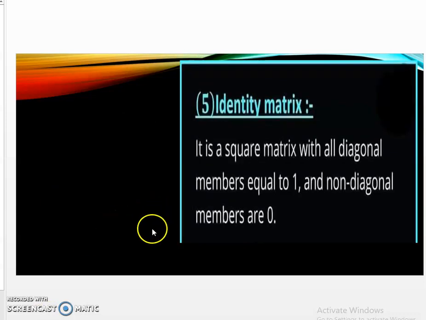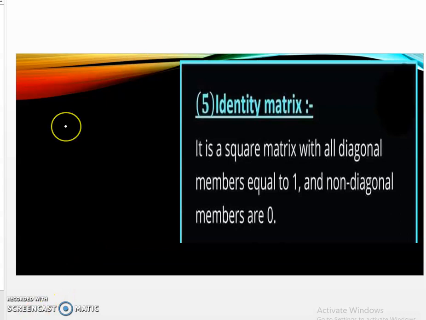The fifth type of matrix is what we call the identity matrix. An identity matrix is a square matrix with all diagonal members equal to 1 and non-diagonal members equal to zeros. So let's take an example and see how that works.